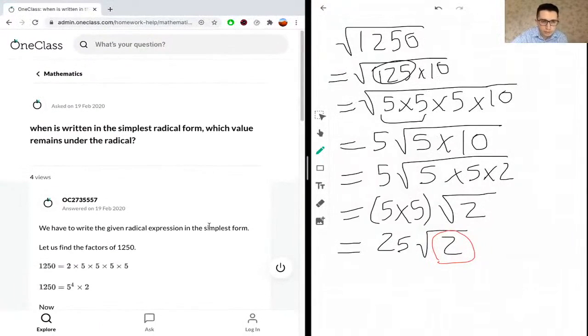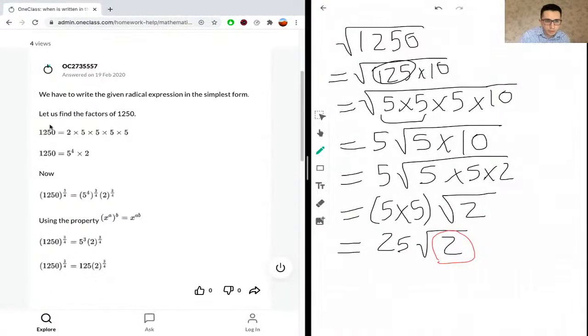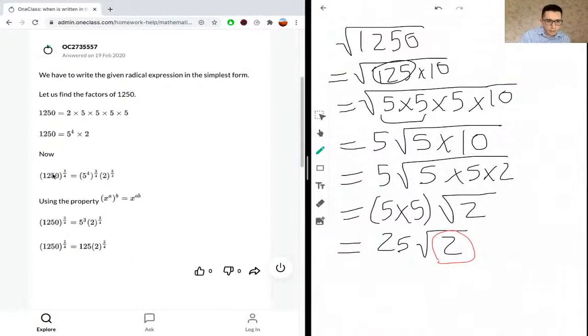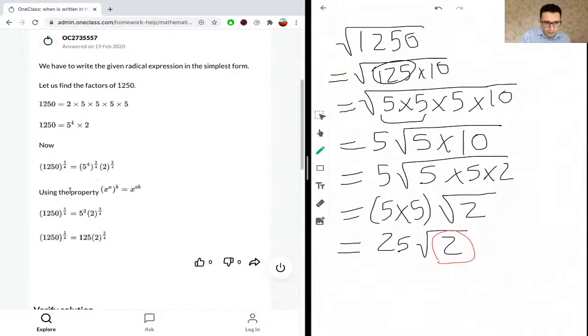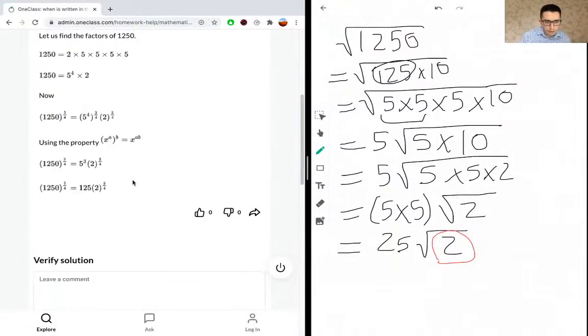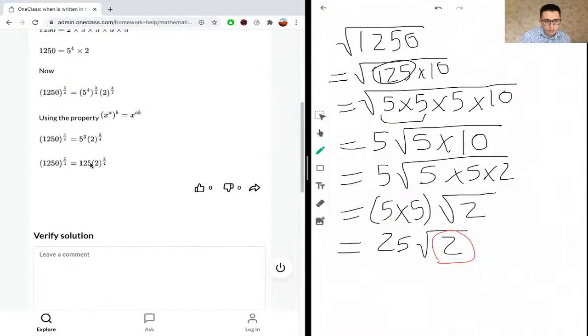So here the solution goes through a similar process. They're trying to get the simplest radical form, but they're overcomplicating it, and they don't really give us the correct answer. So they get the 2 here, but they don't really simplify it into the final form, which is 25 square root of 2.